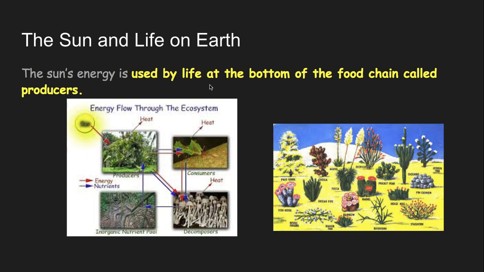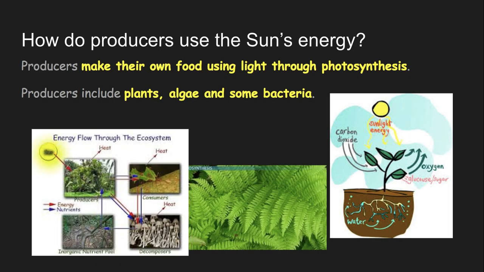The things at the bottom of the food chain are called producers. This is a producer, this is a producer, that's a producer, this is a producer. What do they all have in common? There's a couple things you could say, but hopefully you're like, they're all plants. Very good. They're all green. Also very good. Producers usually are. A producer is called that because they make their own food using light through photosynthesis.